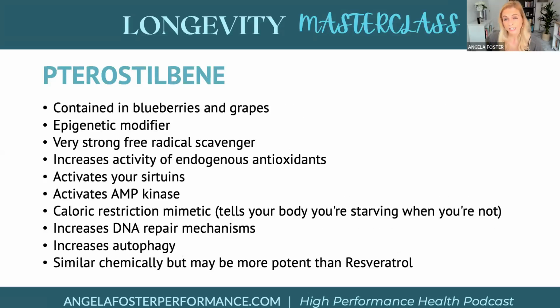Pterostilbene is another one that's really interesting. It's really potent. It's contained in blueberries and grapes. Blueberries are amazing. So eating some blueberries, obviously they're a bit higher in sugar in terms of berries, so you don't want to eat loads. Again, grapes are very high in sugar. So small amounts of these can be really good for you, and activate your sirtuins as well, and really help to enhance this process of autophagy, which is cellular repair. This may even be more potent than resveratrol.